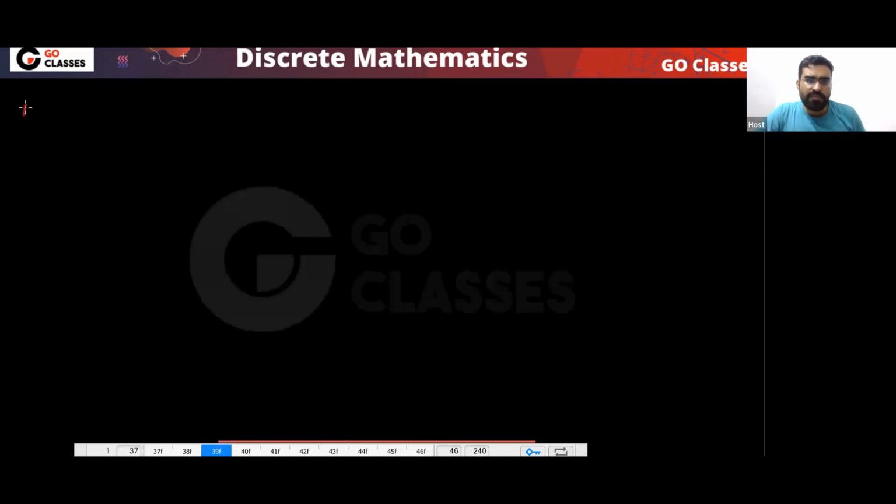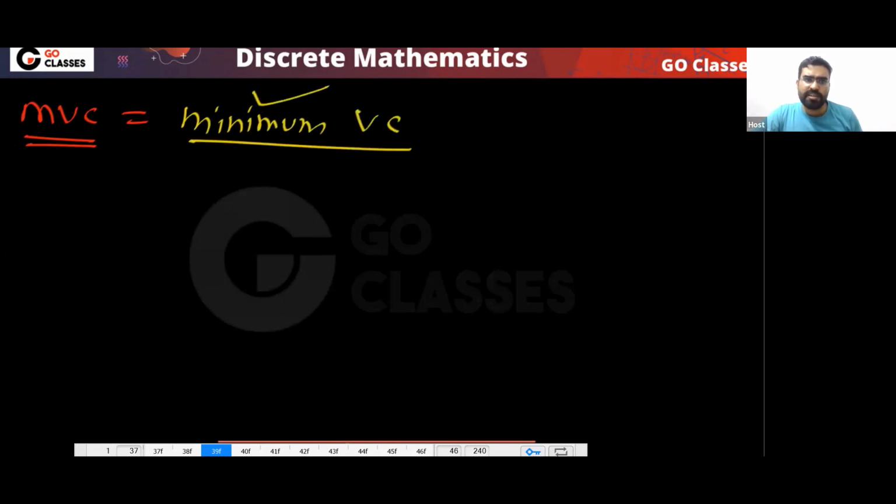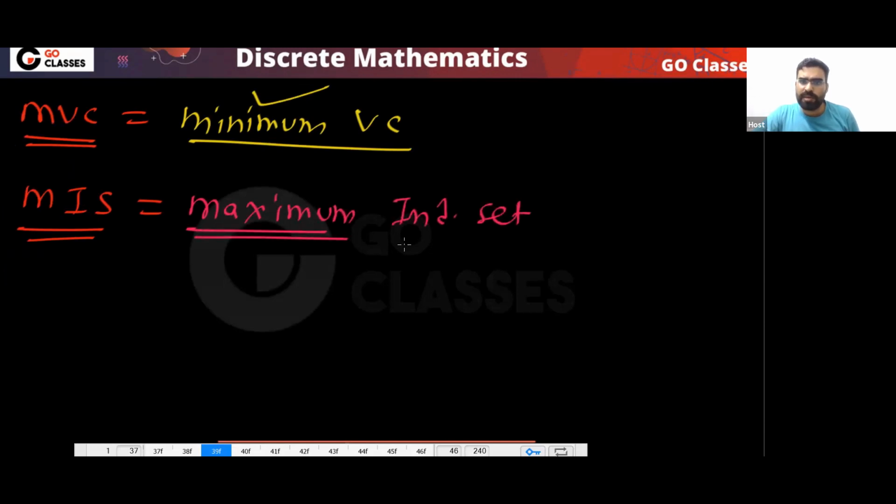Remember one thing: if I write MVC, what does it mean, minimum or maximum? It means minimum vertex cover, because we are only interested in the minimum vertex cover. And if I write MIS, independent set, what does it mean, minimum or maximum? Here it means maximum independent set, because when you study independent sets, maximum is what we want. If I ask you what this means?